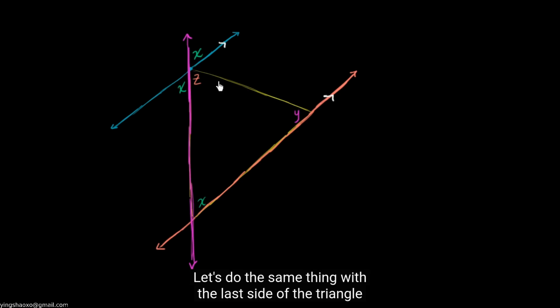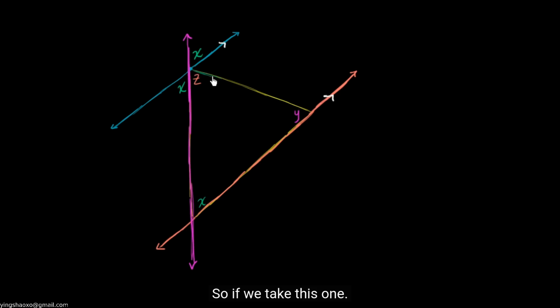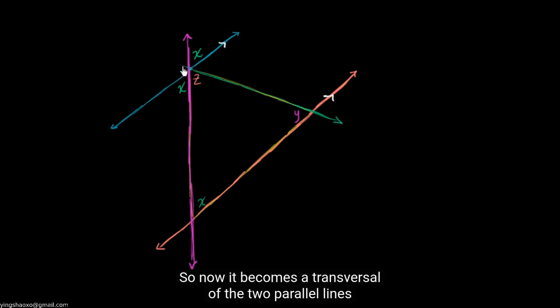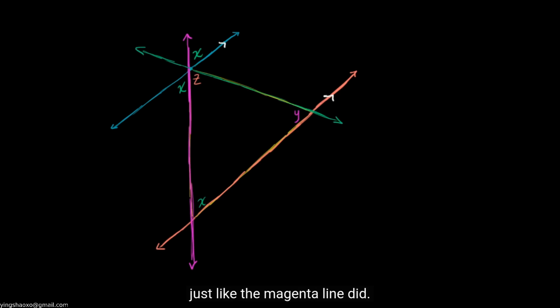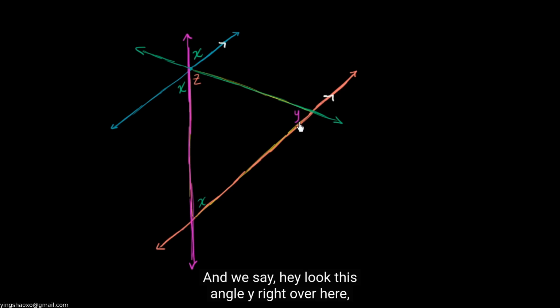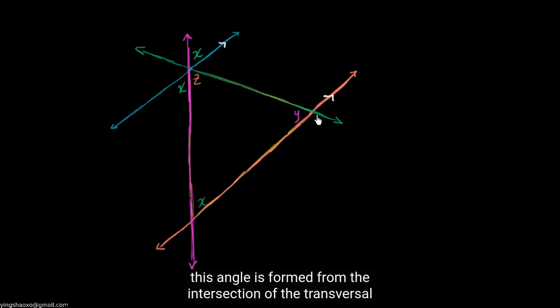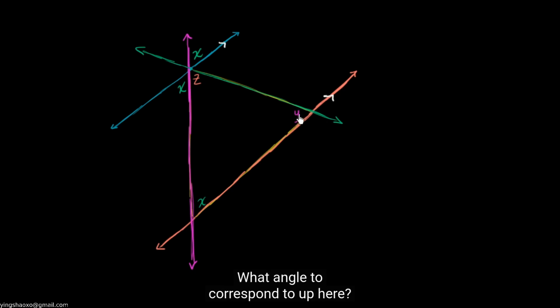Let's do the same thing with the last side of the triangle that we have not extended into a line yet. So let's do that. We just keep going, so it becomes a line. Now it becomes a transversal of the two parallel lines, just like the magenta line did. And we say, hey, look, this angle y right over here is formed from the intersection of the transversal and the bottom parallel line. What angle does it correspond to up here? Well, this is on the left side of the intersection. It corresponds to this angle right over here where the green transversal intersects the blue parallel line. Well, what angle is vertical to it? This angle. So this is going to have measure y as well.